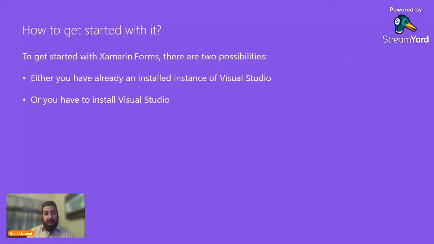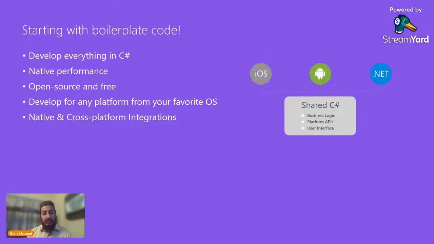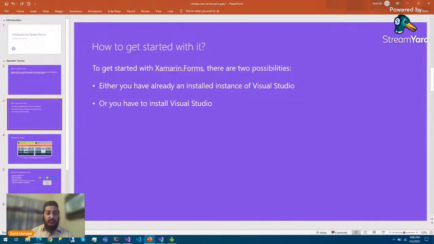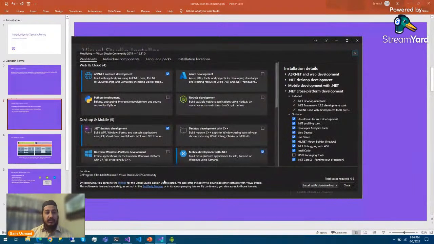So the first thing that comes to mind is how we should get started with it. There are two possibilities. First is whether you have Visual Studio installed on your machine or not. If you do not have Visual Studio installed, go to your browser and install Visual Studio first. Or if you have already installed Visual Studio, then you can do one of these steps. I have already installed Visual Studio, and I can open the Visual Studio installer to modify my installation.